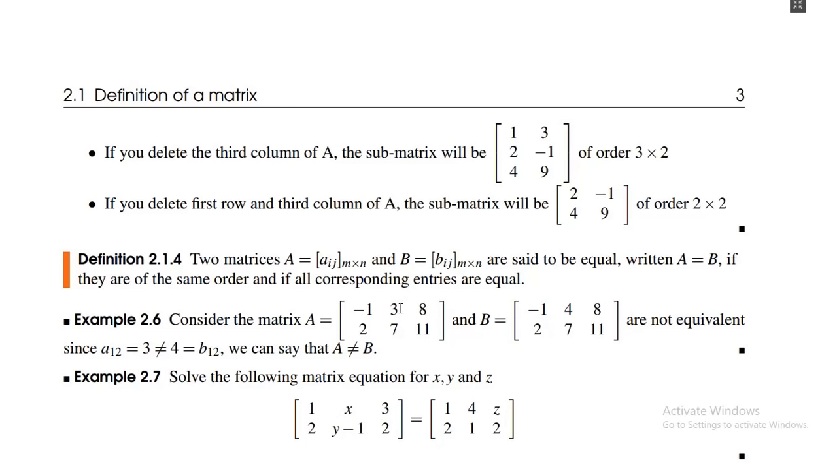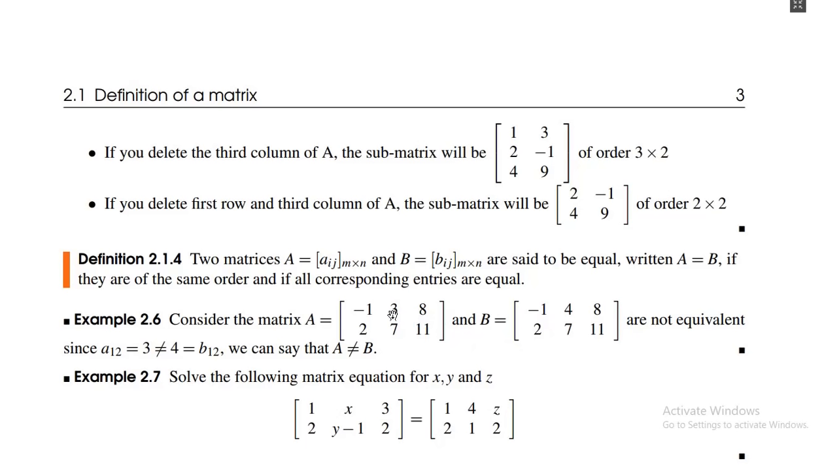A12 for matrix A is 3, but A12 for matrix B is 4. The 3 is different from 4. That means A12 is different from B12. The matrix A is not equal to B. But the other entries here: minus 1, 8, 8, 2, 2, 7, 7, 11, and 11, they are equal.